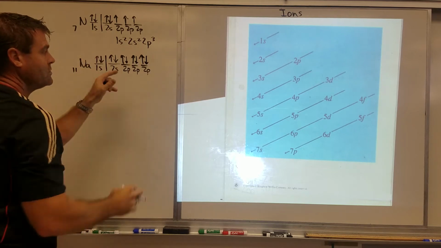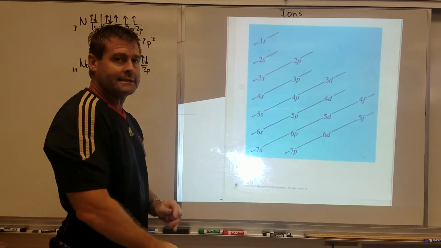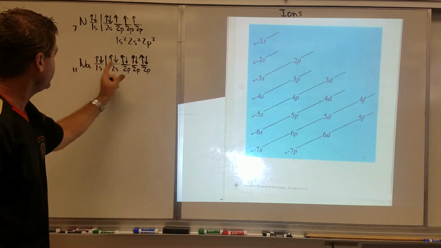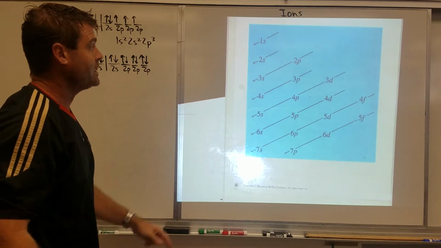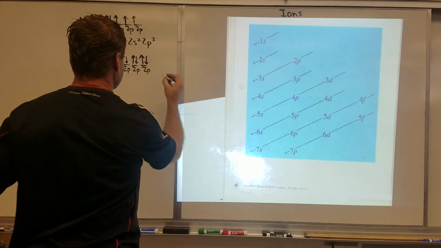But now, those orbitals are full. So where would the next electron go? We have 1 more left. There's a total of 11. Where's that last one going to go? After the 2p, it's the 3s.